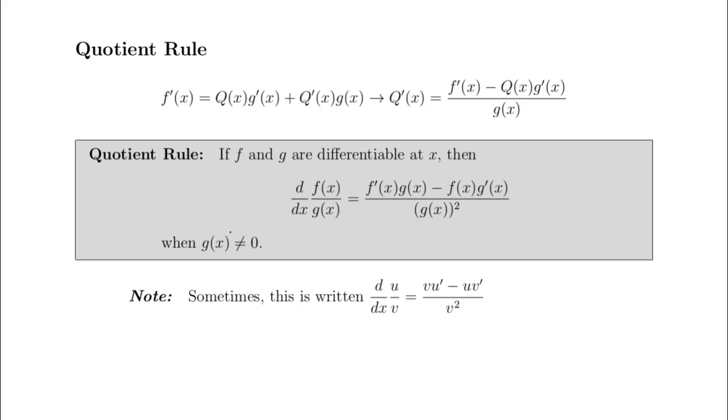And we have one little caveat. Don't let the denominator be 0. That should make a little bit of sense. We know that if the denominator is 0, then this function isn't actually even differentiable there. Just like the product rule, we can rewrite this with u's and v's. And so sometimes we rewrite it this way, v u prime minus u v prime over v squared.